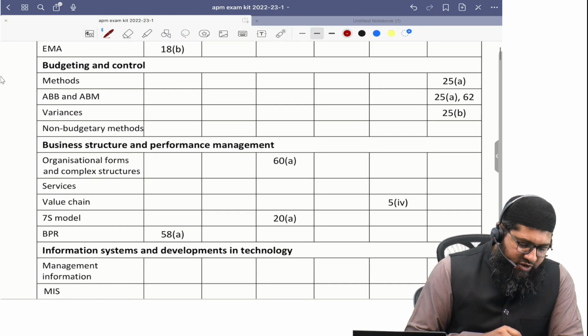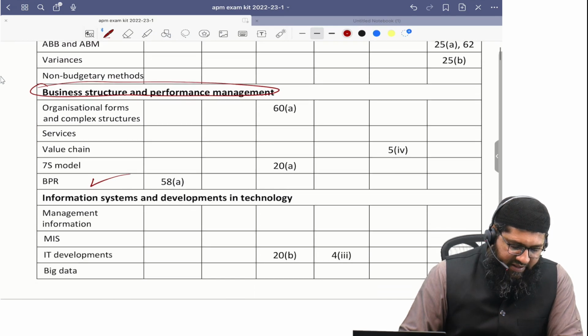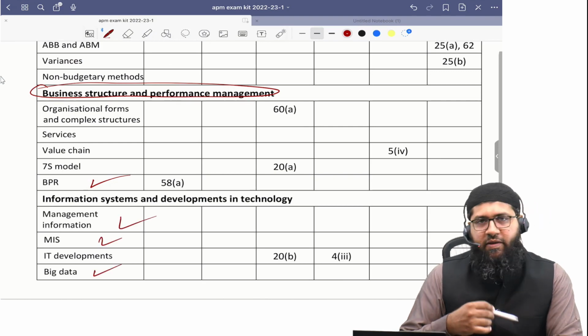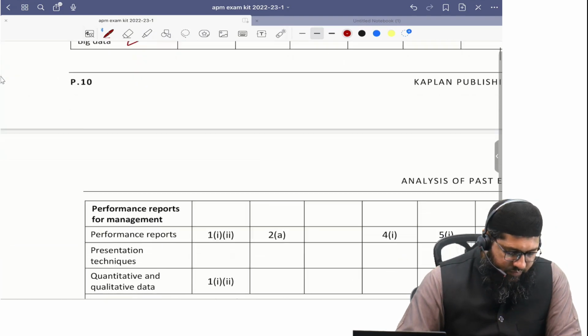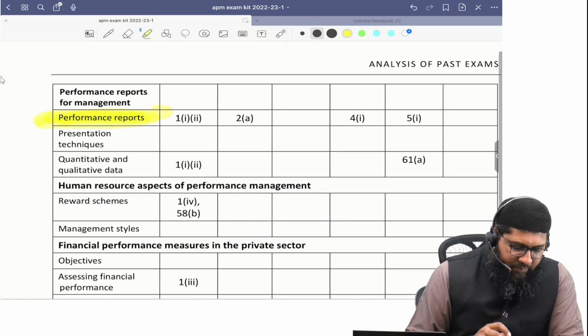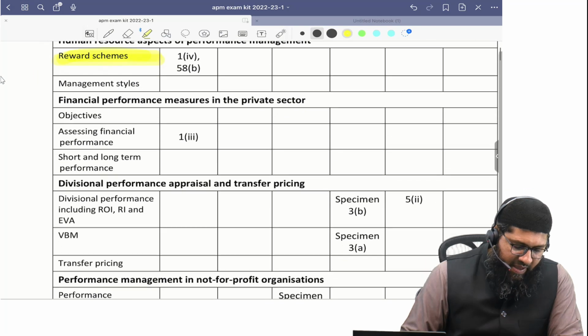Then the business structure and performance management examiner has recently focused a lot on this specific area, which is BPR. And these are the occasional areas that are tested. The information system, big data, MIS, management information are more frequently examined areas. Performance report is the favorite area of the examiner in the recent past. Plus the reward schemes, again a famous area of the examiner.